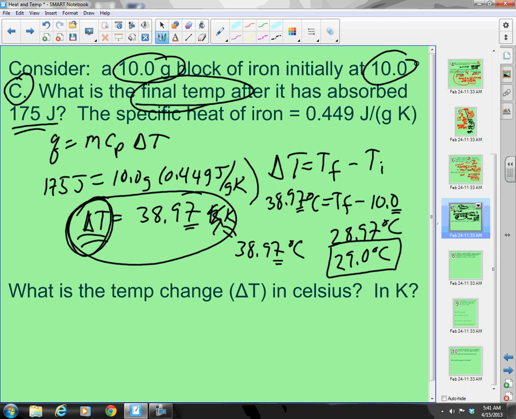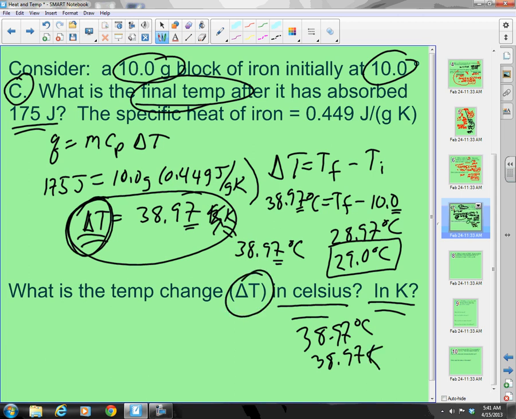What is my delta T in Celsius and in Kelvin? Hey, they're the same, right? They are both 38.97 degrees Celsius, 38.97 Kelvin, because a delta T is the same if it's in Kelvin or Celsius. A delta T, not just T, but a delta T. Cool.